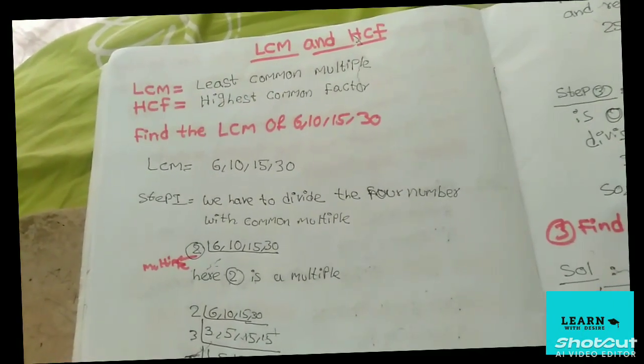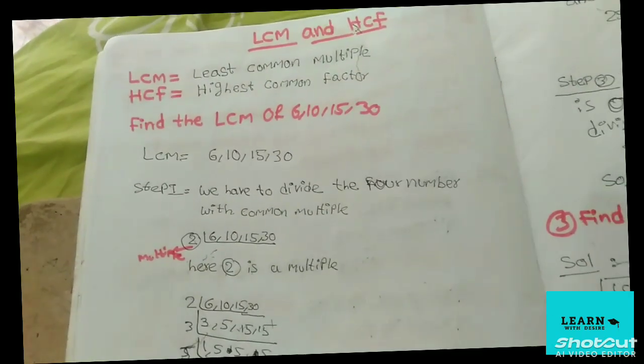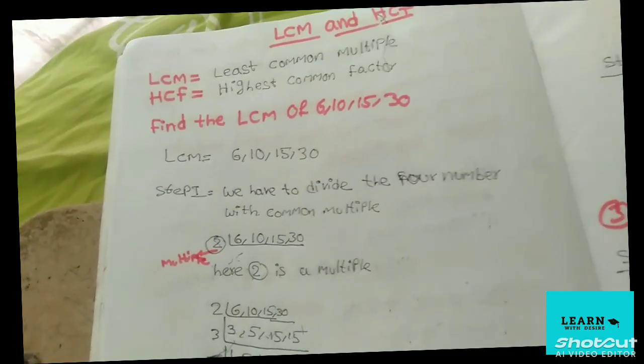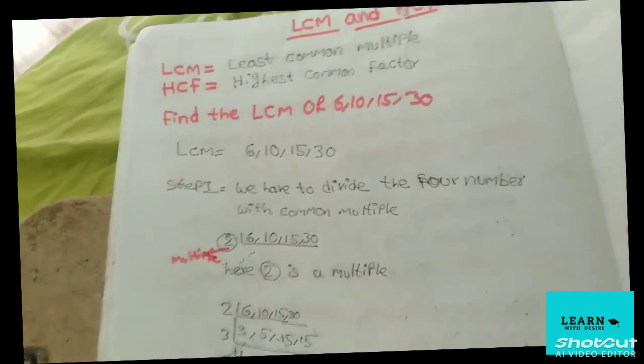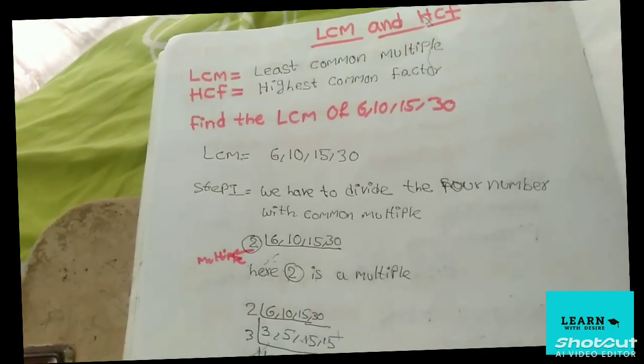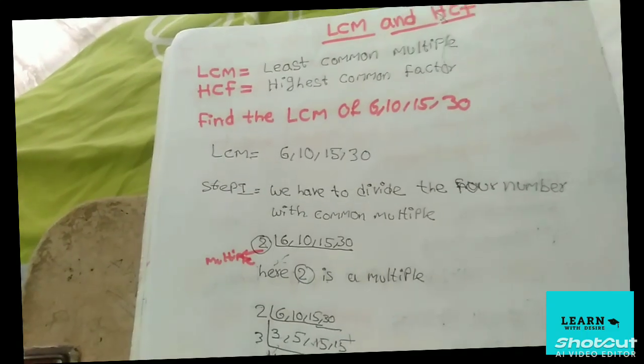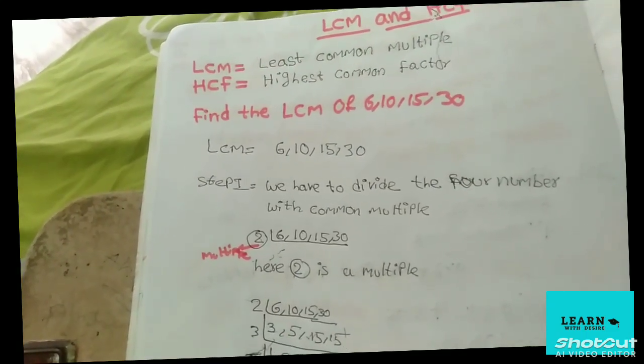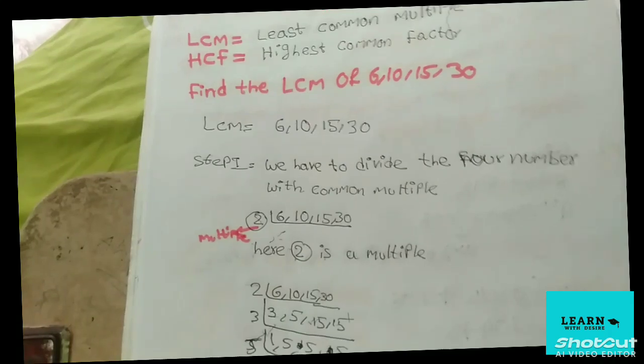In today's video, we are going to see what is LCM and HCF and how to find the LCM and HCF. First of all, LCM stands for least common multiple and HCF stands for highest common factor. Now let us see the problem.